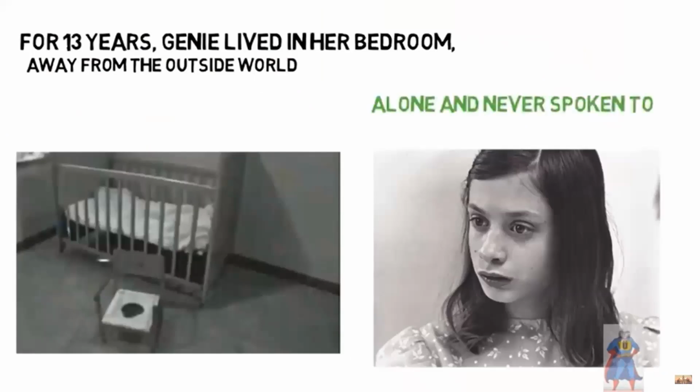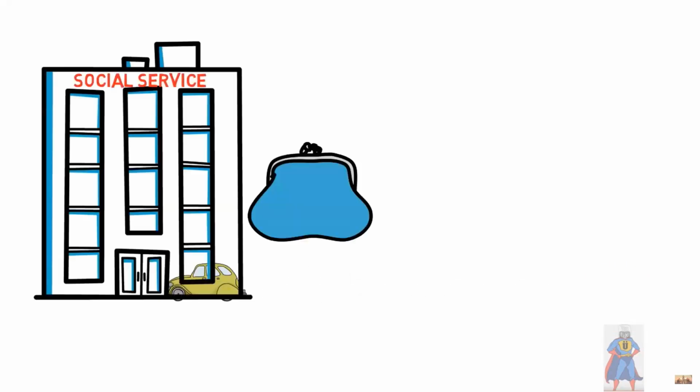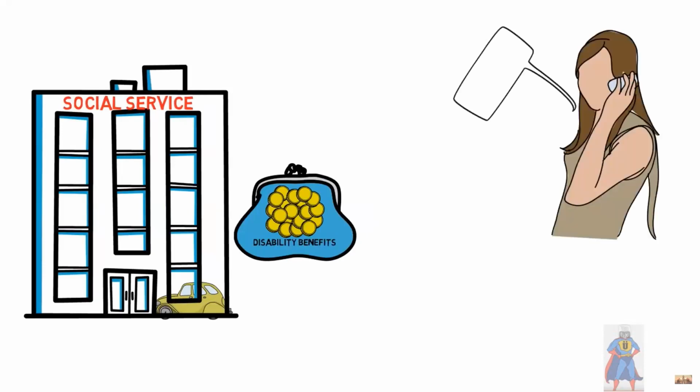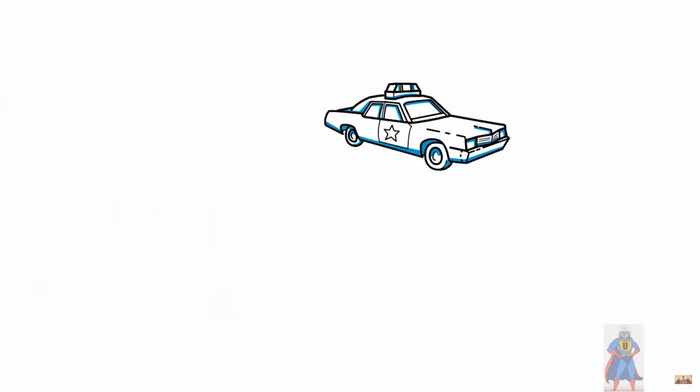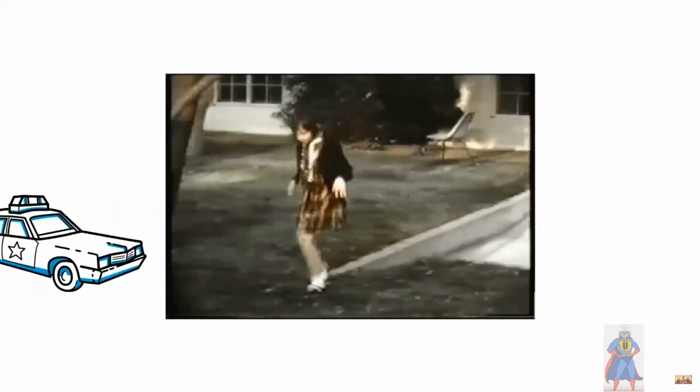She was never spoken to and therefore never had the opportunity to develop any language. She would communicate only in moans and cries. One day, while her mom was driving to social service for disability benefits, the social worker felt suspicious of Miss Wiley and called the police. The police arrived and Jeannie was finally freed and studied by researchers.